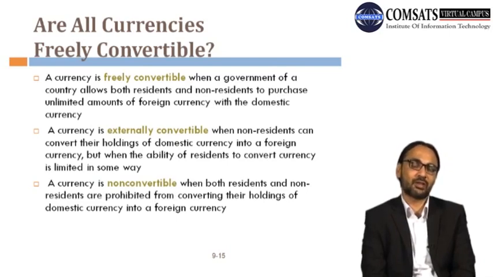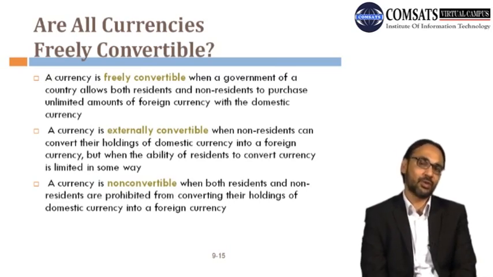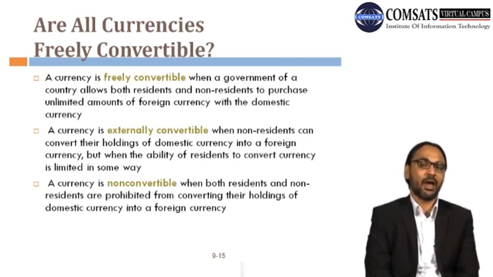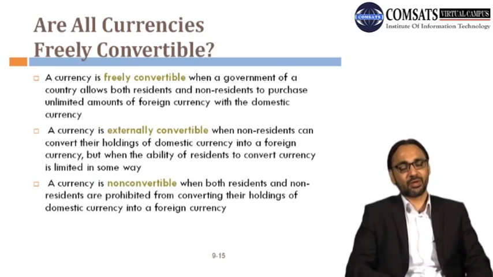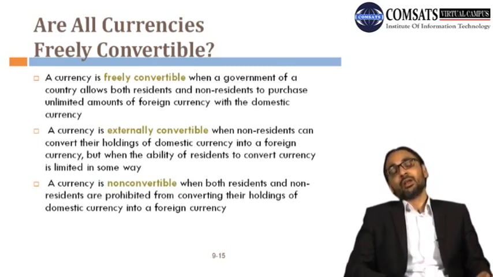In Pakistan, for instance, anybody can buy any amount of dollars, pounds, or euros, both local residents and foreign non-resident companies. The next one is externally convertible, when only non-residents can convert their holdings of domestic currency into foreign currency, but the ability of residents to convert currency is limited in some way.